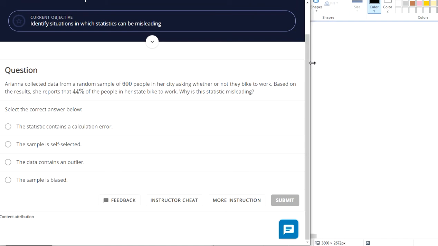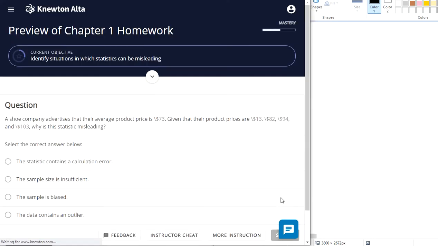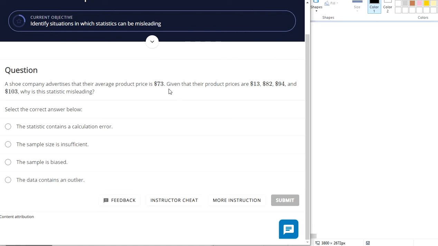Ariana collected data from a random sample of 600 people in her city, asking whether or not they bike to work. Based on the results, she reported that 44% of the people in her state bike to work. So it's biased because Ariana is only collecting information on people in her city. Maybe her city just has lots of bike lanes and it's good for biking. That doesn't reflect the entire state, right? So we should say that the sample Ariana is using is biased. Again, this is because Ariana just got it from one city. You've got to ask everybody in the state if you want to have a result about the state.